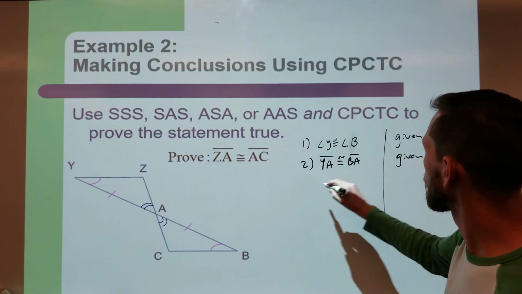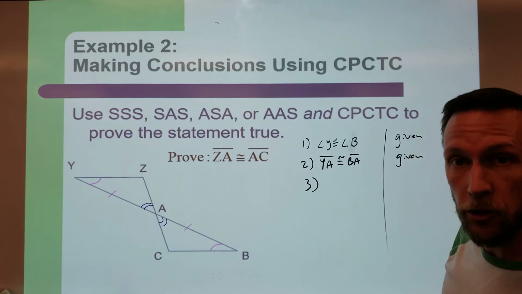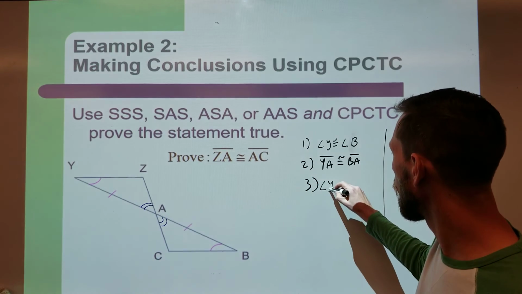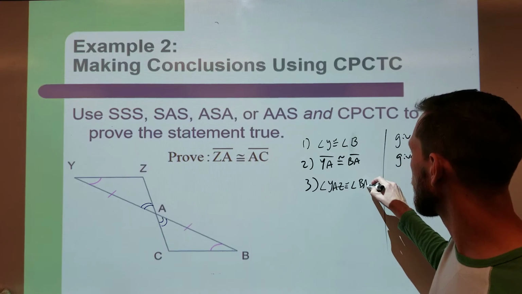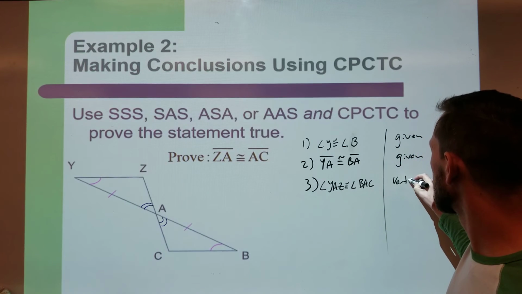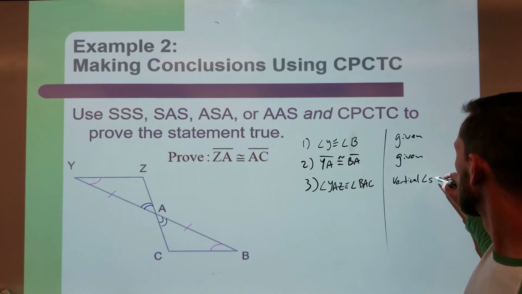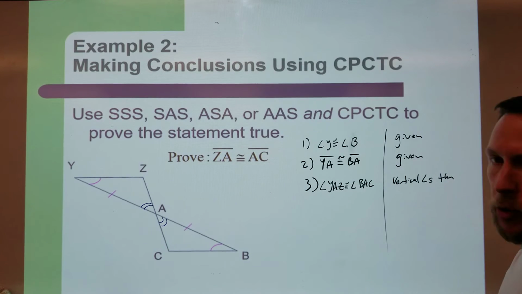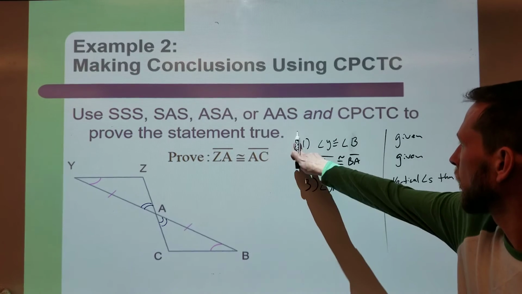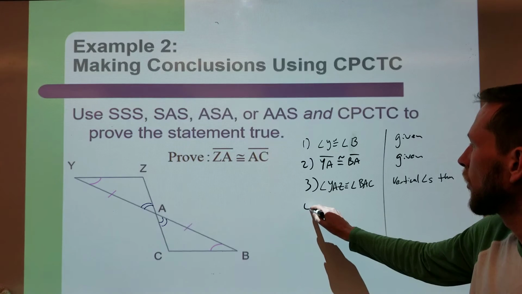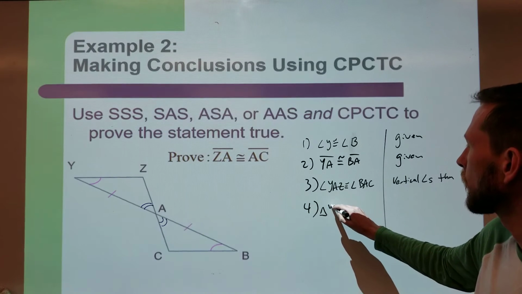Given. We have this freebie on the vertical angles. We know that angle YAZ is congruent to angle BAC. It's not given, but it's a freebie: vertical angles are congruent, or the vertical angles theorem. And that is angle, side, angle. We can see that we have a pair of angles, a pair of sides, a pair of angles. So these triangles are congruent.